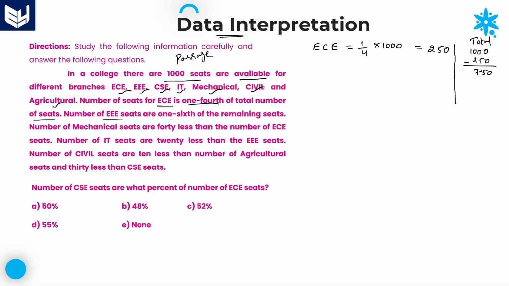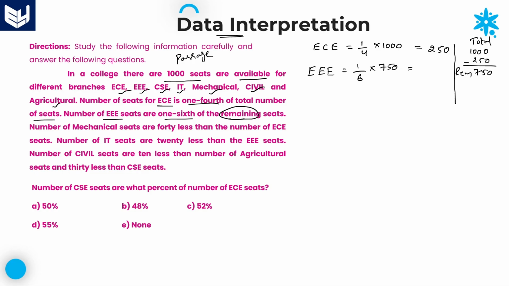Number of EEE seats are 1/6 of the remaining seats. Some people will take 1/6 of the total. He is not telling 1/6 of the total; he is telling 1/6 of the remaining. Here this is the remaining value. The remaining value is 750 after completion of the ECE branch.